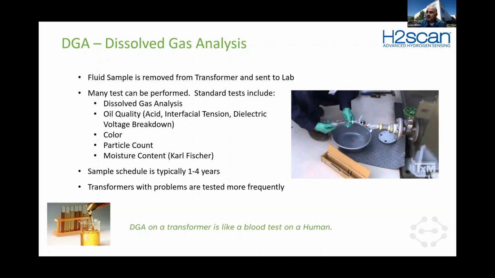Many tests can be performed once you take that sample, not only the dissolved gas analysis, but also oil quality tests for acid, interfacial tension, and dielectric voltage breakdown. The labs look at the color, particle count, and moisture content, and there are about 80 other tests they can perform. But these are pretty much the normal tests people request when they send an oil sample to the lab. Typically, people are sampling their larger transformers every 1 to 4 years.